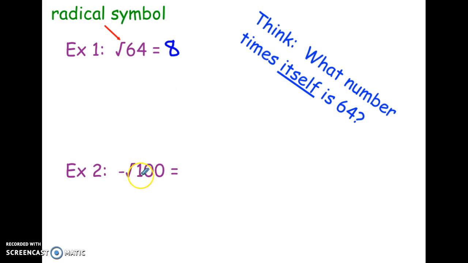Here we're looking at what number times itself is 100, but this negative sign out front is going to come to the answer and make the answer negative. So think of it as the opposite of the square root of 100. Well, 50 times 2 is 100, but that's not a number times itself. But 10 times 10 is 100. So the negative square root of 100 is negative 10.